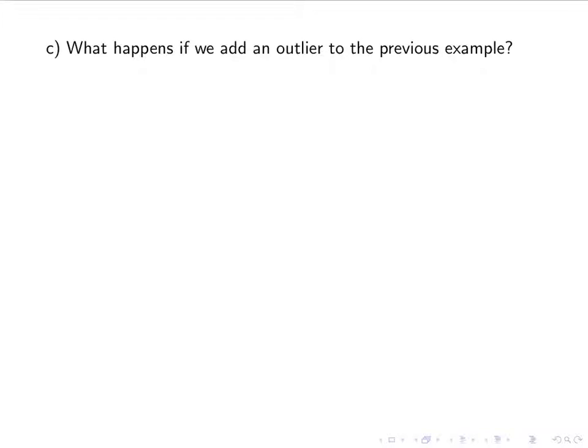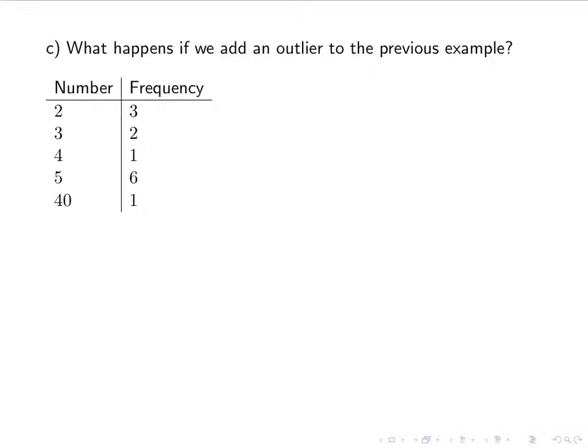What happens if we add an outlier to the previous example? So remember, an outlier is a number that's either a lot smaller or a lot bigger than the others. So I'm going to add in a number 40 into my data set.